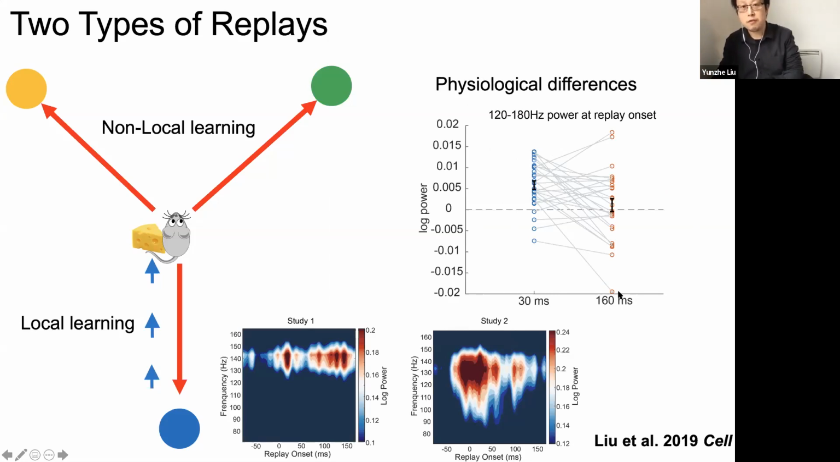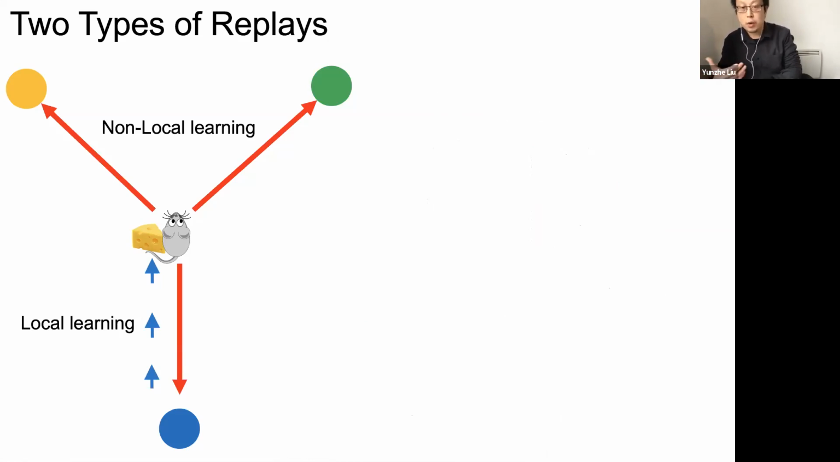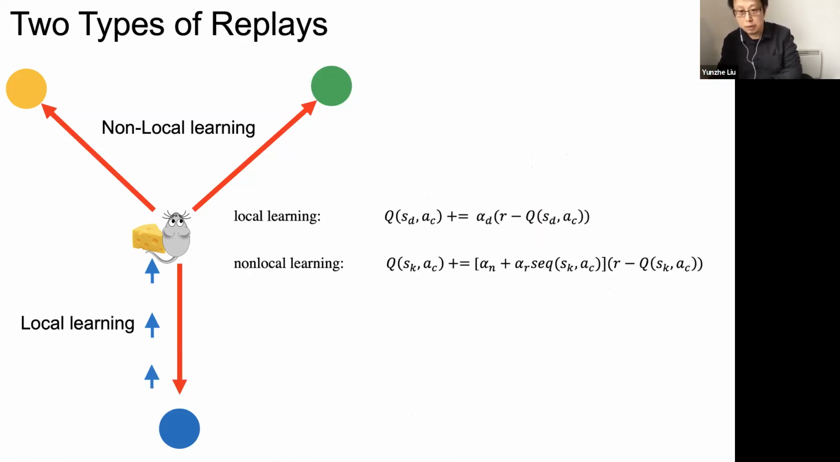And a few of the beamforming results, which I haven't shown here, suggest this 160 millisecond has more cortical engagement as compared to the 30 millisecond. So all of those indicate the 160 millisecond replay is another type of replay and is potentially suitable for non-local learning. And we're going to test that formally through a computational model.